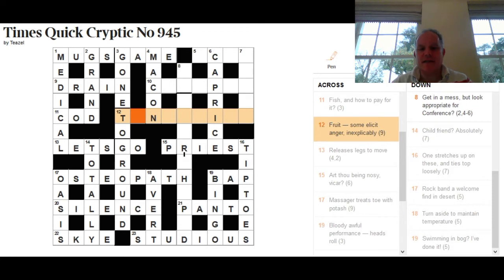Now, it may help to have letters in the grid. That may get your mind thinking about the right sort of thing straight away. And the clue at 12 across is "Fruit, some illicit anger inexplicably." So it's a 9-letter word. We can see that it begins with T something N. It's got an I towards the end.